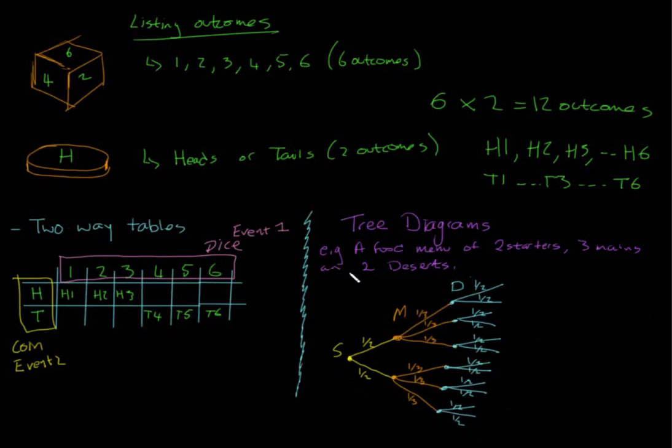You have a tree diagram outlining the selection of a 3-course meal where you have 2 starters, 3 mains, and 2 desserts. Now, if we were to throw back this question up here, list the outcomes, how many possible outcomes are there? So I'm going into this restaurant, how many different possible combinations of meals could I have?